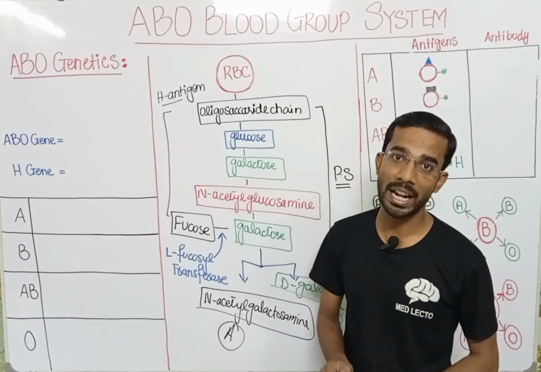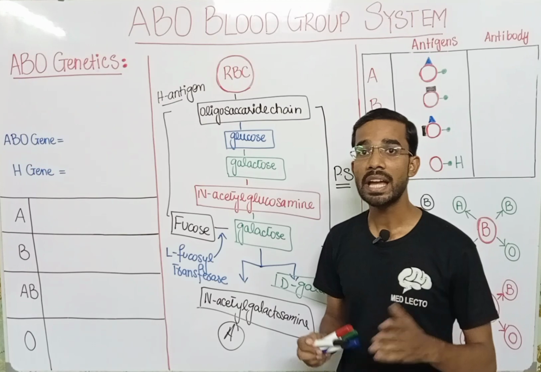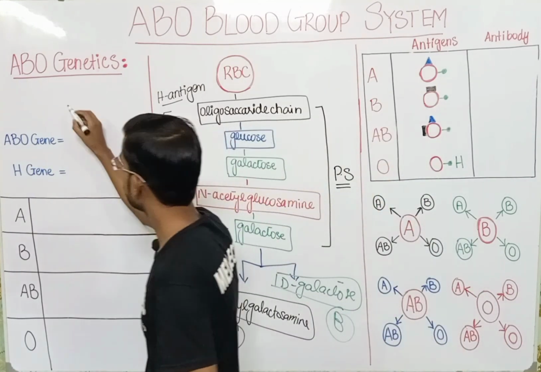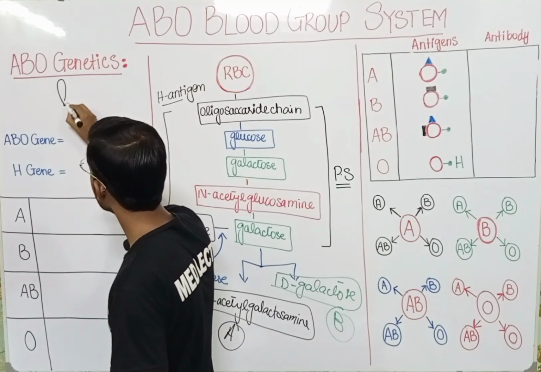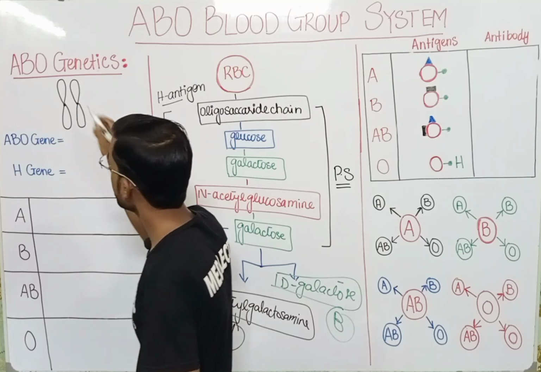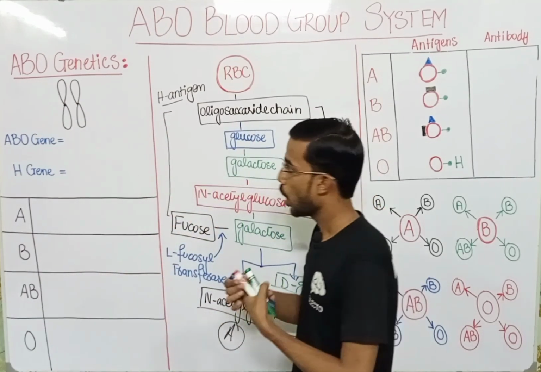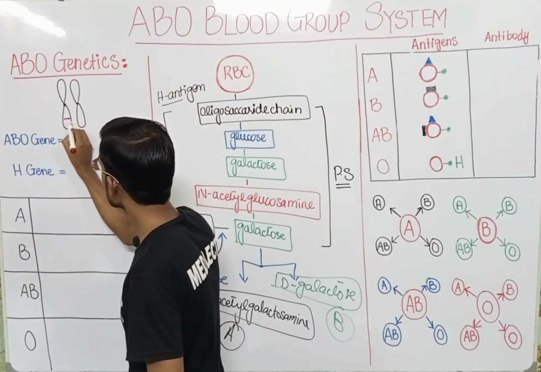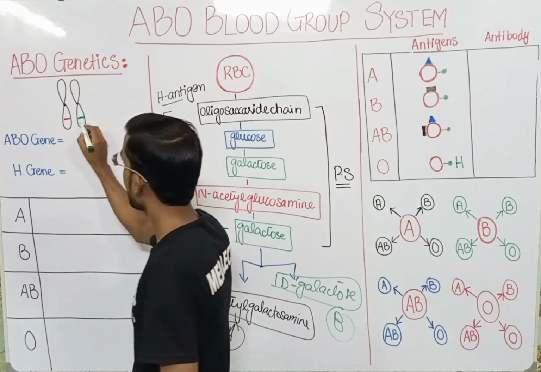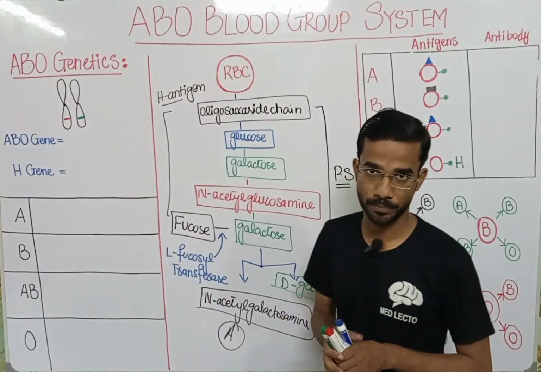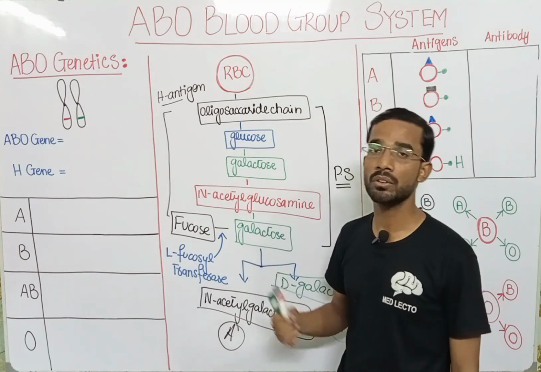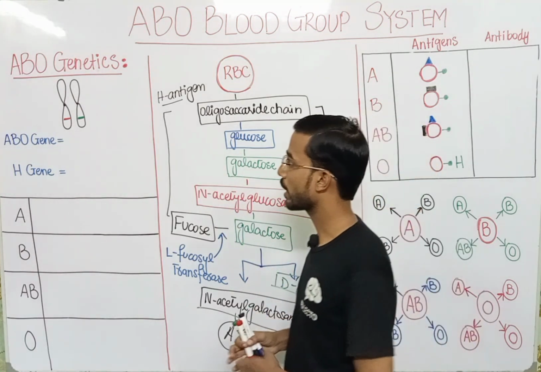Next we will discuss the genetics of the ABO blood group system. As we know, one gene has two alleles on the homologous chromosomes. One allele is present on one chromosome and the other allele is present on the other chromosome. One chromosome comes from the father and one comes from the mother.